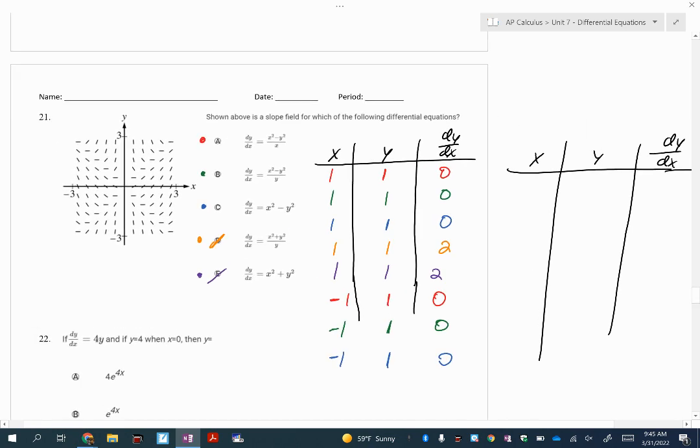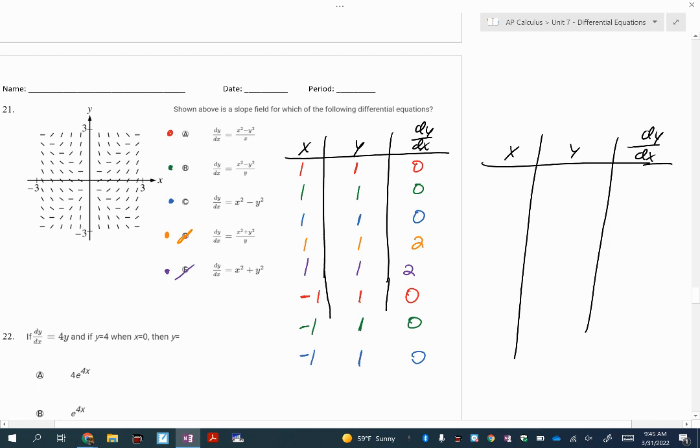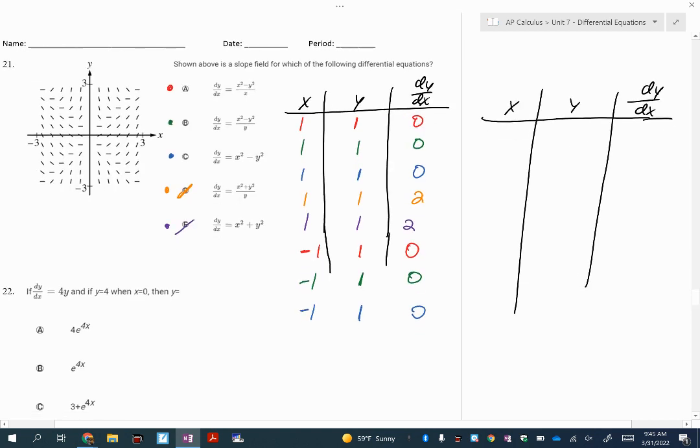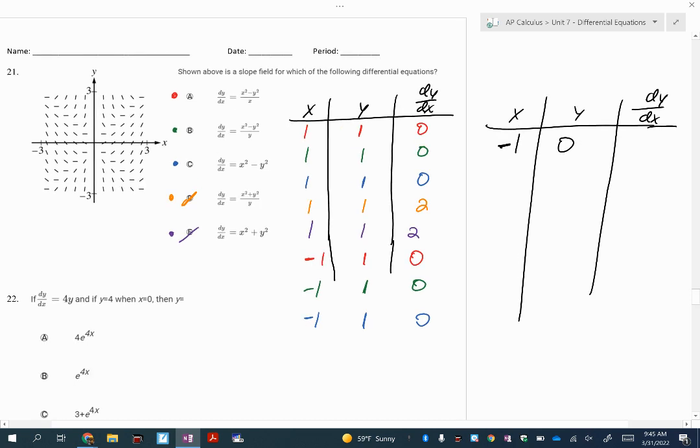All right. Let's see. Where do I want to go now? Let's try negative 1, 0. All right, so I'm going to go to the red one here. Negative 1 squared is 1. 1 minus 0 squared is 1. 1 over negative 1 is negative 1. All right, which that could be it, right? Negative 1 right there could be it.